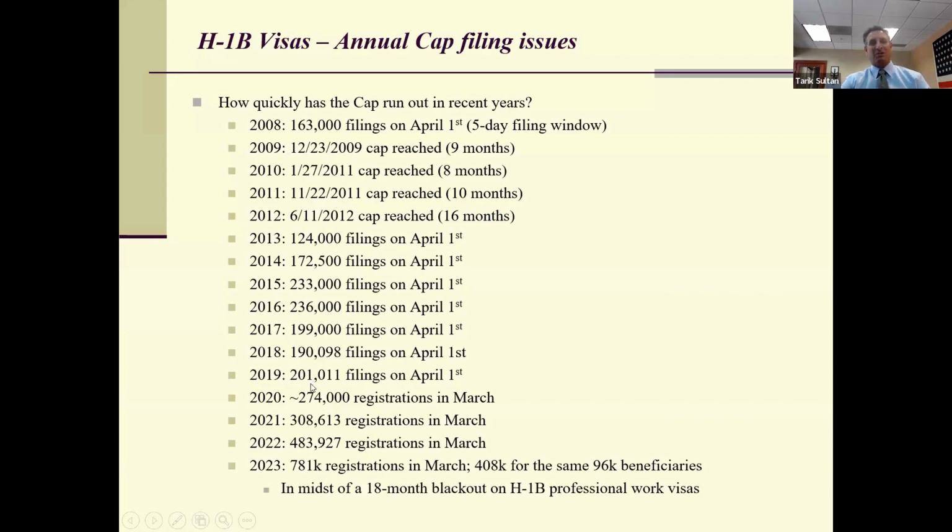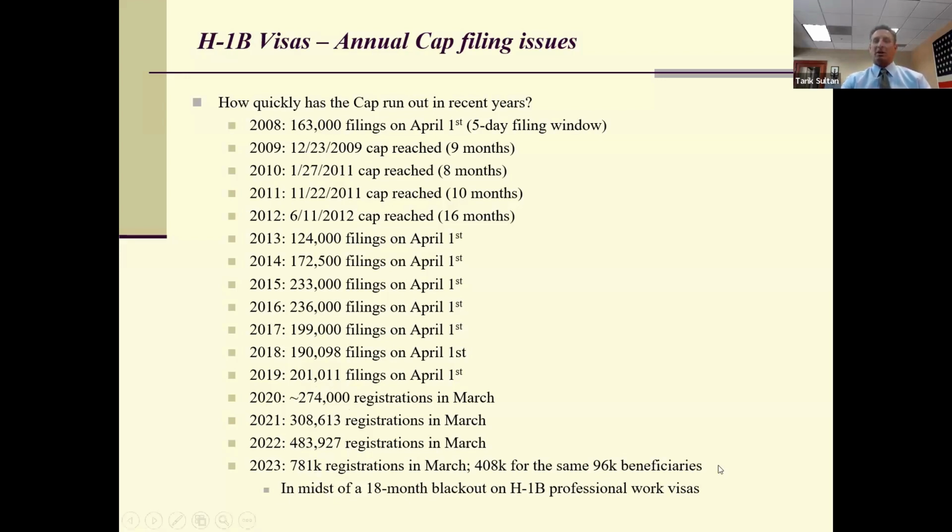You can see 4 years ago it was at 2,201, then to 274, then to 308. Last year it was 483, and this year it's, I mean, we're jumping exponentially now. Last March at almost 800,000 registrations.